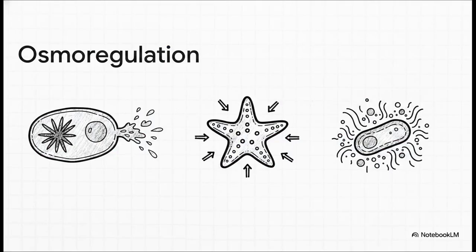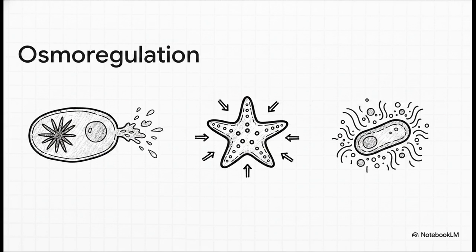But what if you don't have a rigid cell wall and you're stuck living in a totally unforgiving environment? Well, organisms have evolved some brilliant mechanical workarounds for osmoregulation. Take the paramecium. It lives in hypotonic pond water, so water is constantly flooding it. To avoid exploding, it actually evolved a contractile vacuole, which is basically a microscopic bilge pump that continuously forces water back out. Marine invertebrates have it way easier.